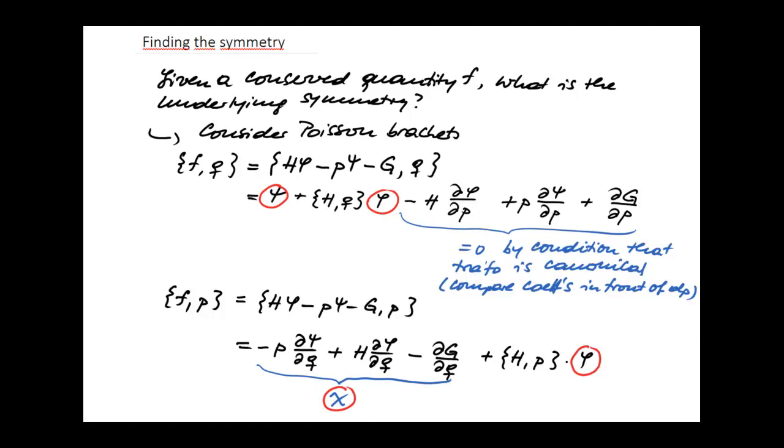So this is a possibility to uncover the functions that generate the underlying symmetry: if you take the conserved quantity and you calculate the Poisson brackets with Q and P.